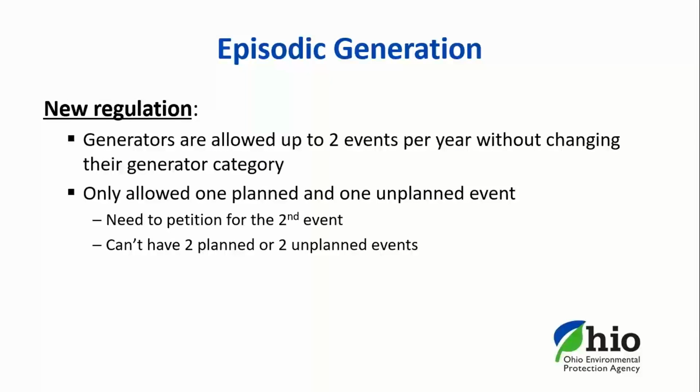However, under the new generator improvement rules, you'll be allowed to have 2 episodic events per year without changing your generator category. But you can only have 1 planned and 1 unplanned event, and you do need to submit a petition for that second event. Now, the EPA has determined that limiting the unplanned event to just 1 will ensure that the episodic generation provision isn't used in a way to create an incentive for irresponsible management of hazardous waste.